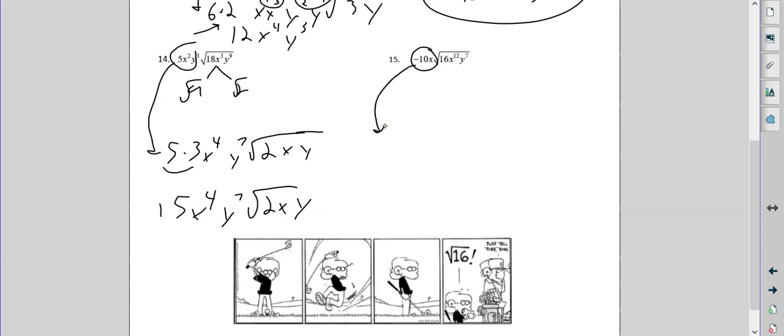Don't forget the negative. Notice, the 16 is a perfect square, so that's just 4 right there. Then I have an x to the 1. X to the 12, 12 divided by 2 is 6, but I already had 1 out here, so 1 plus 6 is 7. My y's are odd, so I'm definitely going to have something left over, 1 left over, and 7 divided by 2 is 3. I didn't have any y's on the outside, so it's just 3. And that's it for lesson 1.